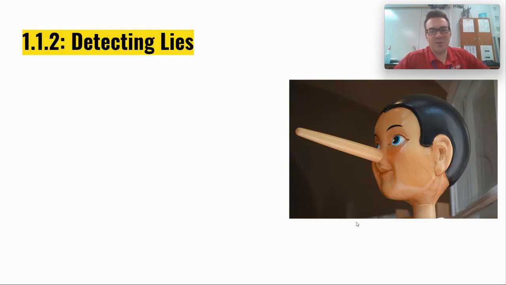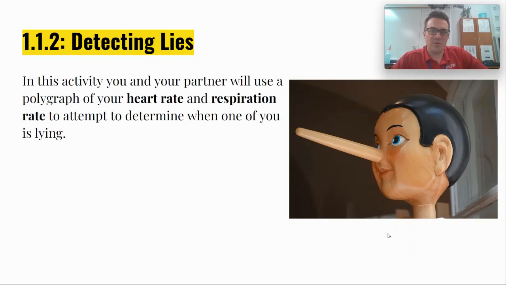Everybody, this is a quick video about establishing a baseline and why it is so important. In this activity, you and your partner are going to use polygraph data for your heart rate and respiration rate to attempt to determine when one of you might be lying. And you get to play a little two truths and a lie game. If you've ever played two truths and a lie, you're going to get to do that, but while hooked up to a polygraph. So hopefully you enjoy it and have a lot of fun with it.